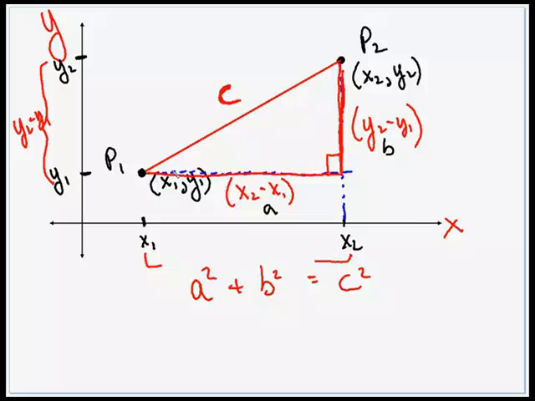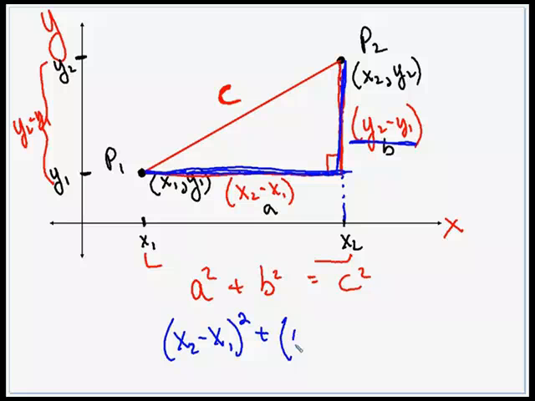So let's plug some of these side lengths into our triangle. I'll do these in blue first. Here's this side of the triangle. We'll call this side A, and we know the length of that is x2 minus x1. So we plug that in for A: x sub 2 minus x sub 1 quantity squared, plus. The next side we can call side B, and this side is y2 minus y1. So B we replace with y sub 2 minus y sub 1 quantity squared. That is equal to c squared, the hypotenuse squared.